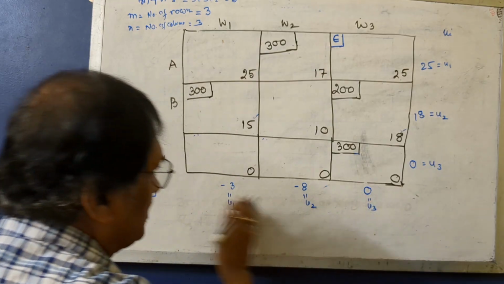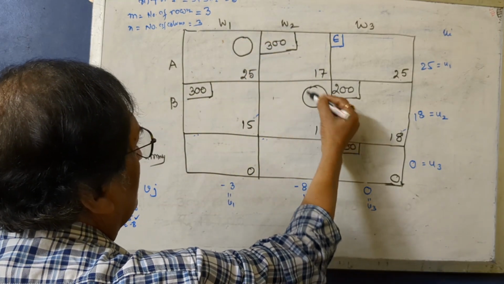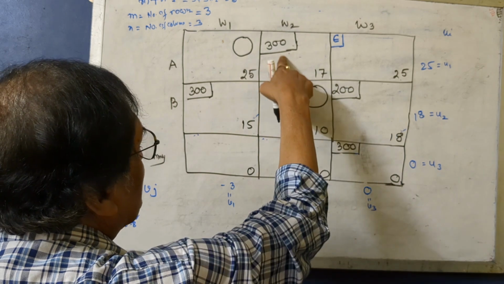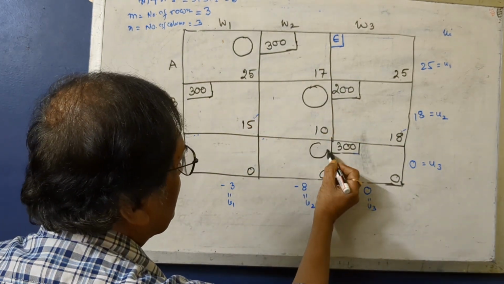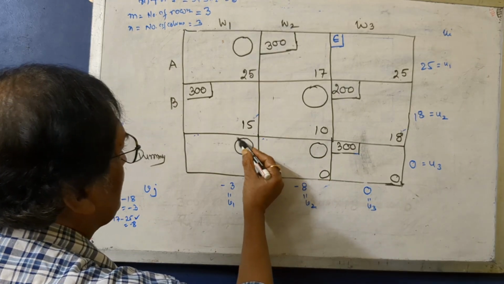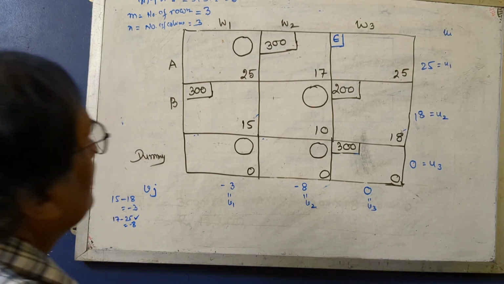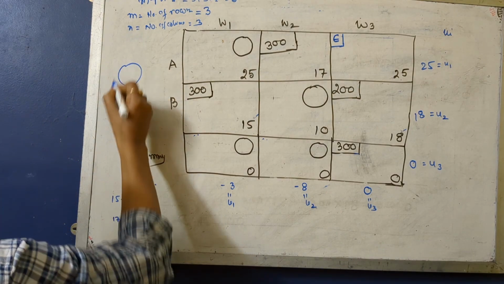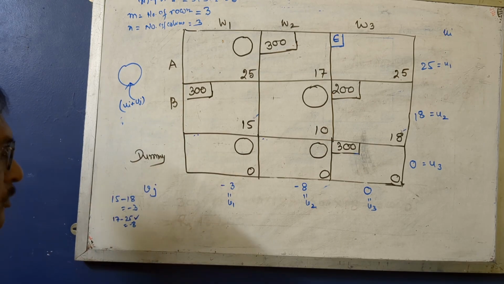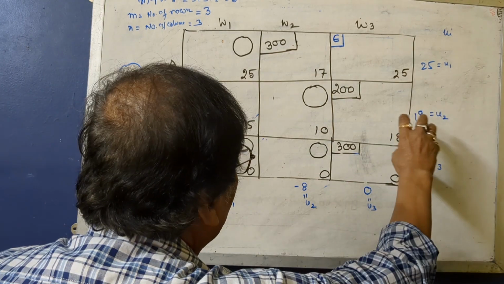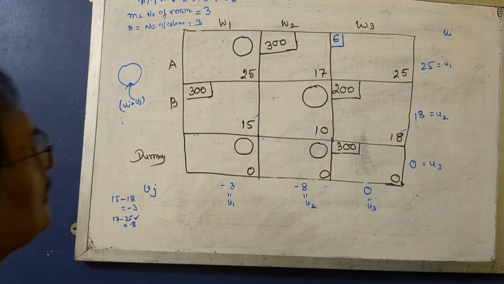After doing this step, you put a circle where there are non-basic cells. These are the basic cells, where the basic allocations are there, and these are the non-basic cells. This is also a non-basic cell. You put a circle. Is it clear? Now in the circle, you put Ui plus Vj, the total of the dual variables, in the circle. I think it is clear.